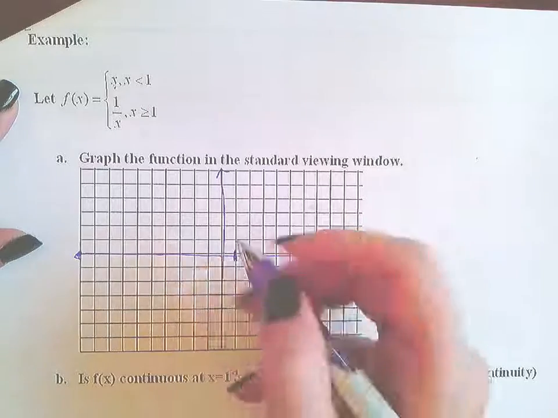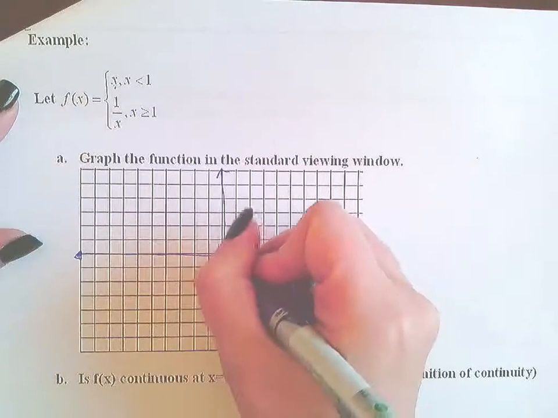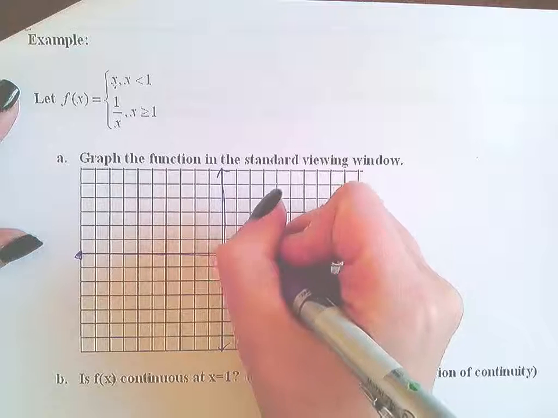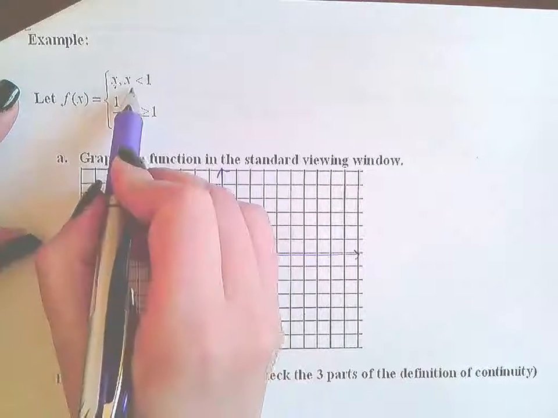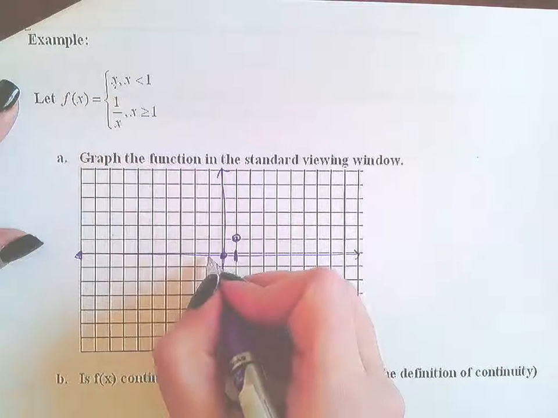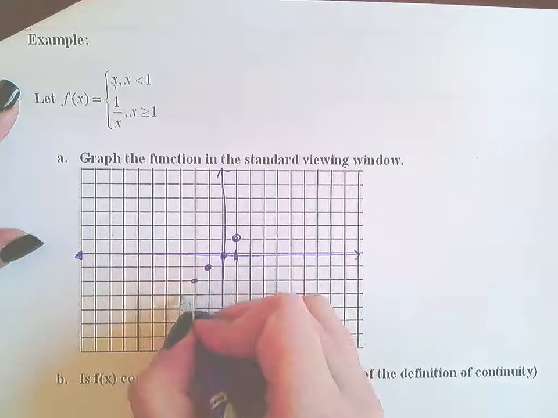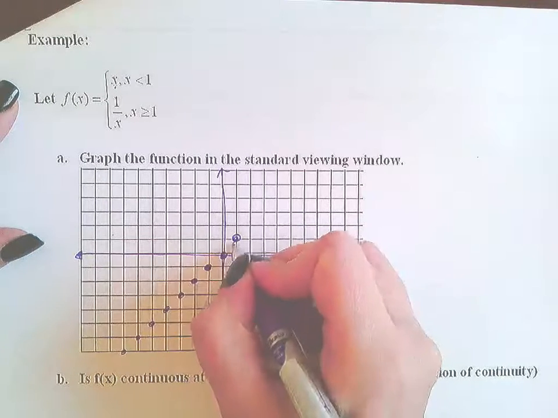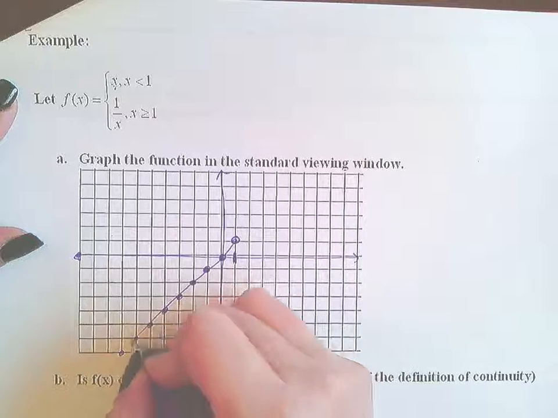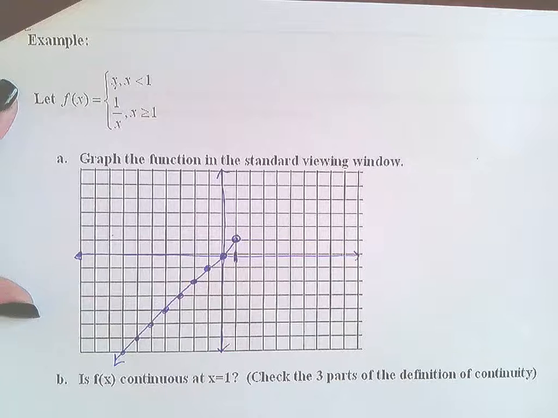Basically, the graph starts at x is 0, y is 0. If x is 1, y is 1, but y at 1 is going to be an open circle because 1 is not included. If x is -1, y is -1, and so on, all the way down. So f of x is equal to x when x is less than 1.